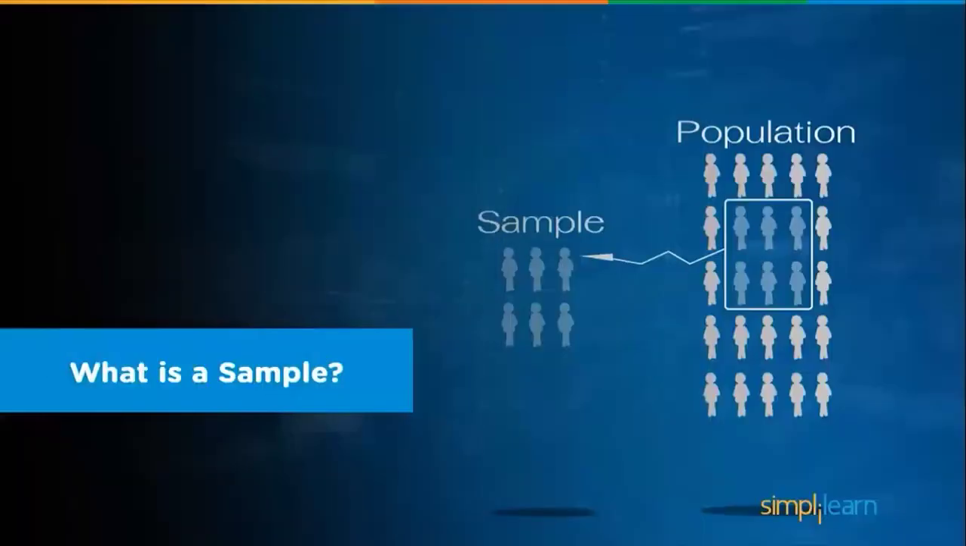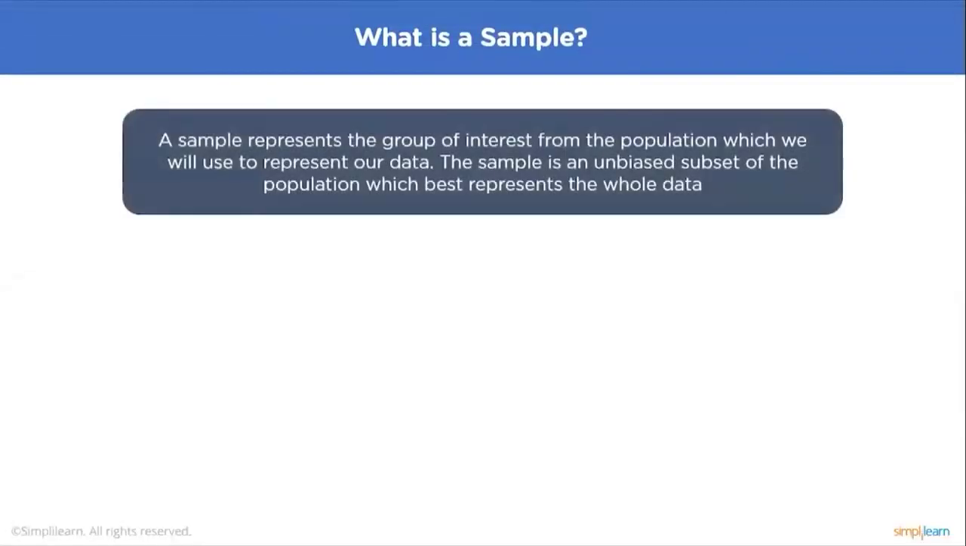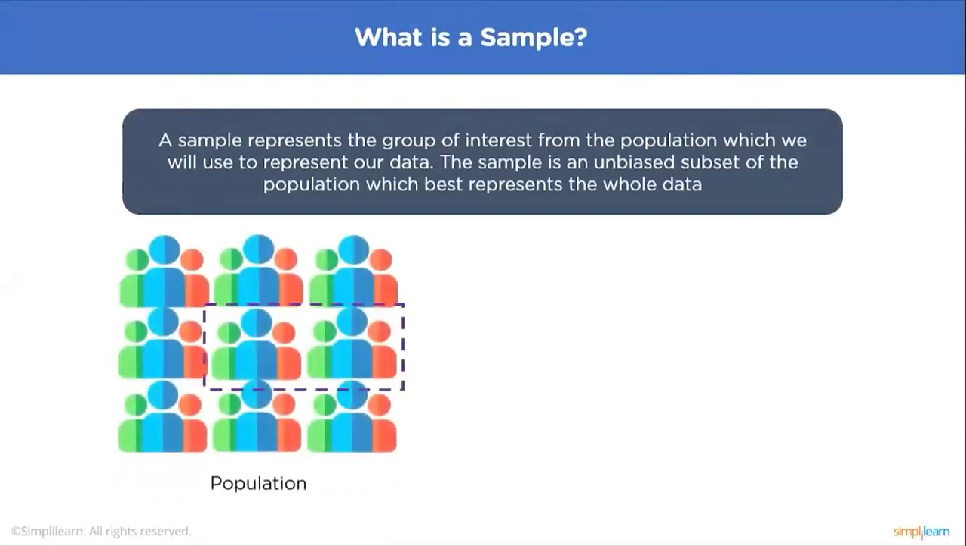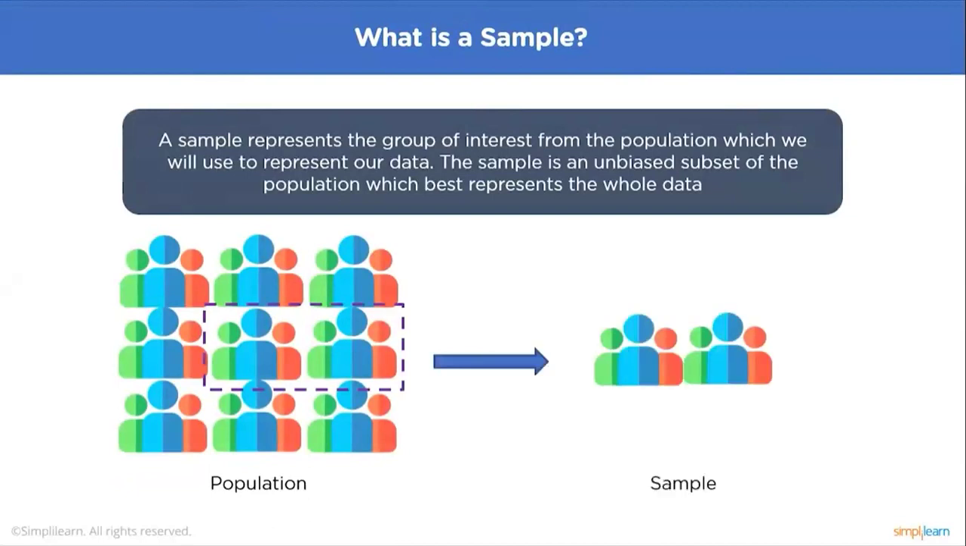This brings us to the topic, what is a sample? A sample represents the group of interest from the population which we will use to represent our data. The sample is an unbiased set of the population which best represents the whole data. A sample consists of some observations drawn from the population. So a part or a subset of the population. The sample is a group of elements who actually participated in the study. The size of the sample is always less than the total size of the population.